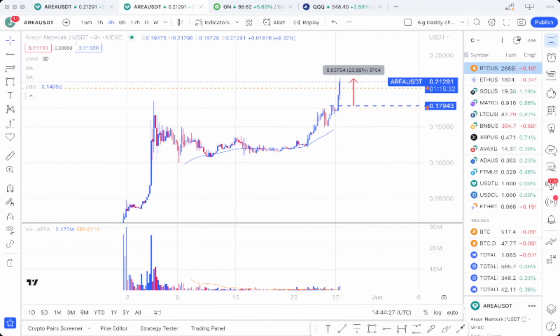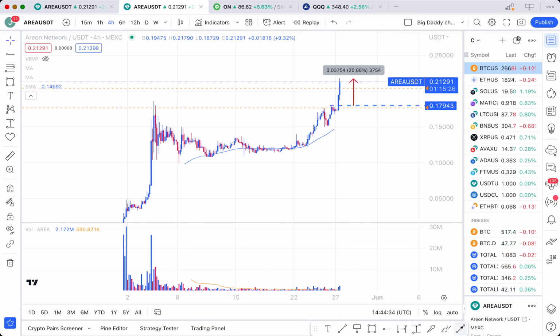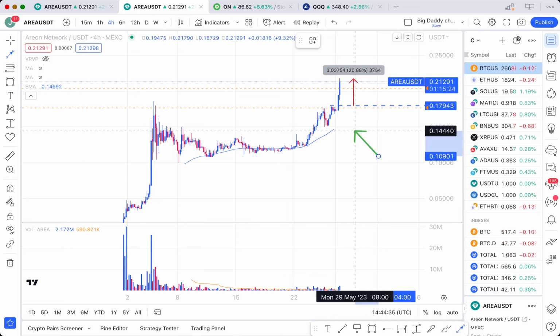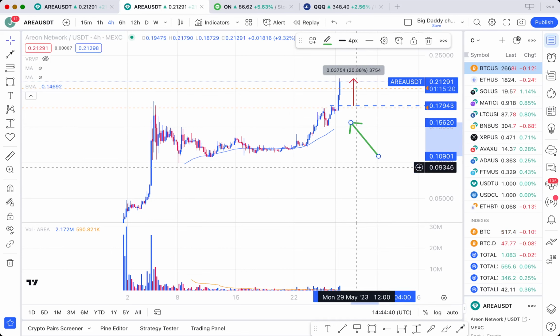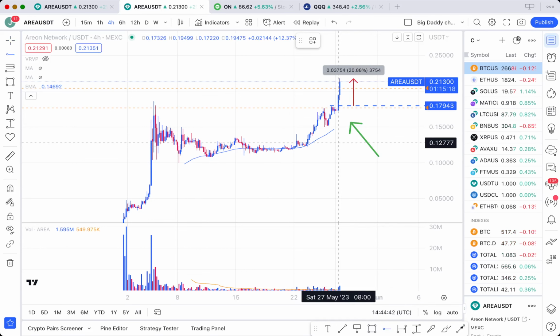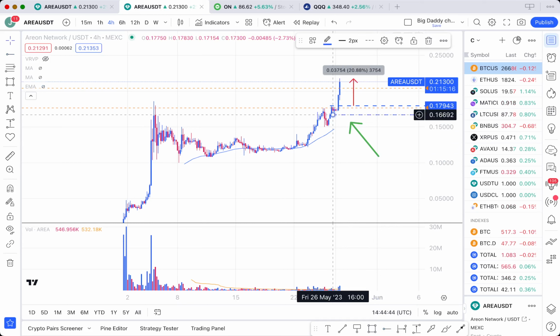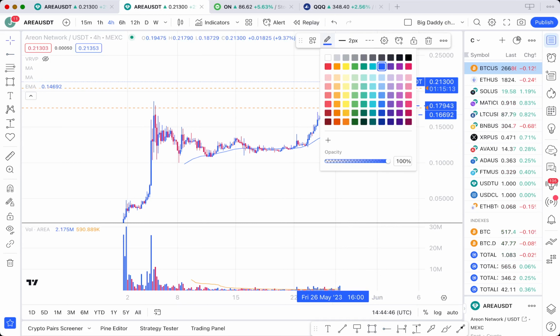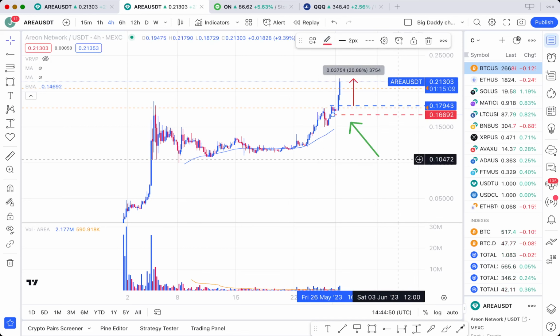This is Area. It's a newish type of coin, right? You can see that we have the blue line over here. The red line is just below this pivot over here. Let me just put the red line for you guys to see. And the take profits are at 10%, 20%, 30%, 40% and 50%. All right, that's how we do things in our community, in our group.